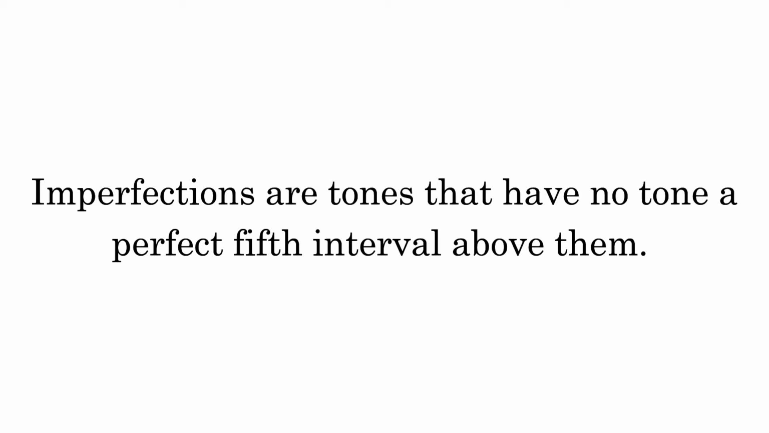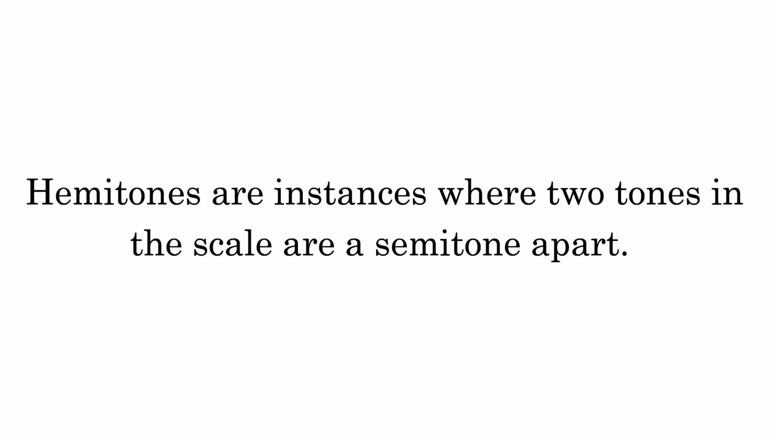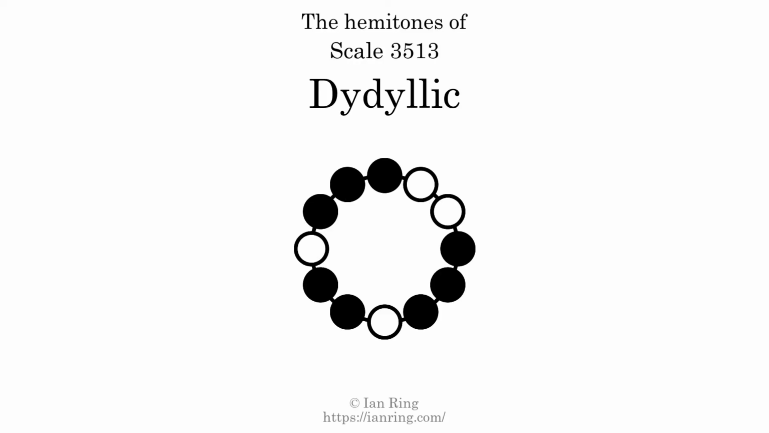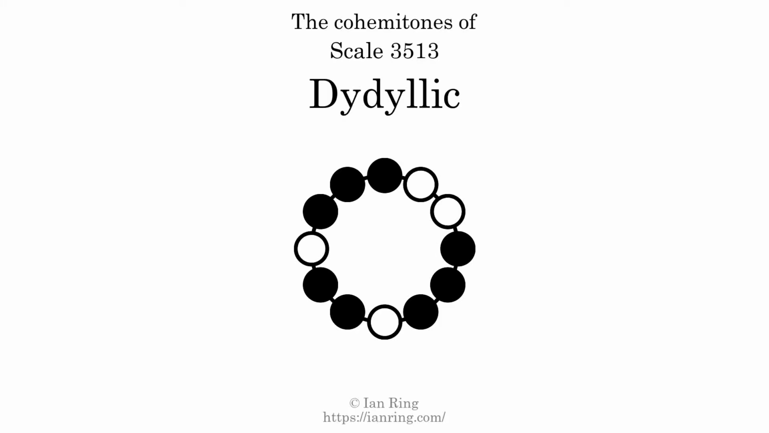Imperfections are tones that have no tone a perfect fifth interval above them. This scale has 2 imperfections. They are at positions here and here. Hemitones are instances where 2 tones in the scale are a semitone apart. This scale has 5 hemitones. They are at positions here, here, here, here, and here. Cohemitones are instances where 2 hemitones are beside each other. This scale has 2 cohemitones. They are at positions here and here.